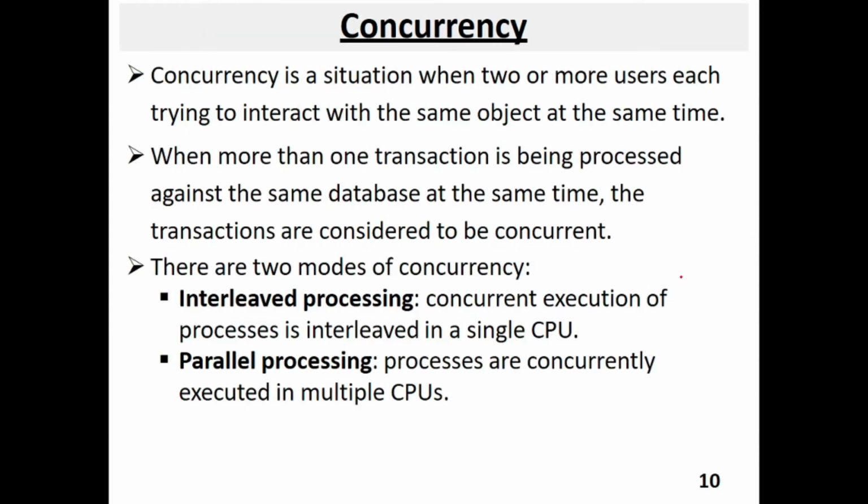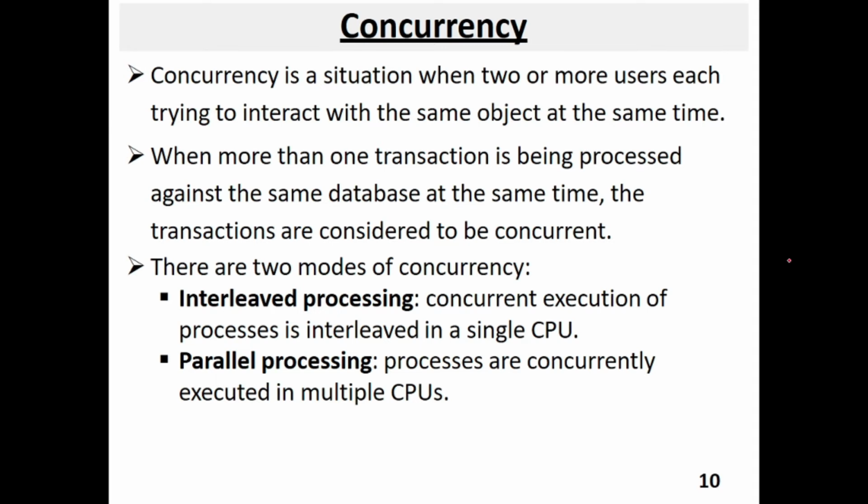Concurrency is a situation when two or more users each time to interact with the same object at the same time. One thing that object is called concurrency. When more than one transaction is being processed against the same database at the same time, the transaction is considered to be concurrent. Besides, this situation is concurrent.